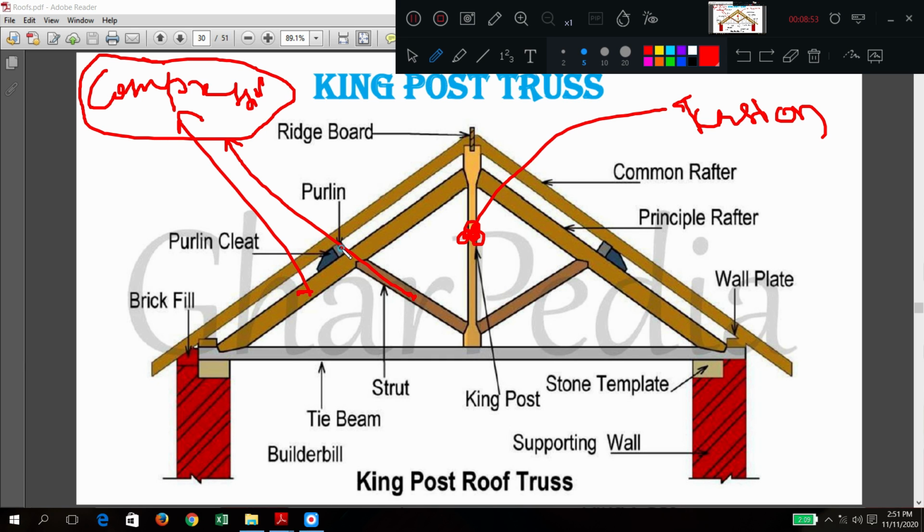Rafters and struts are in compression. Like it is pushing, no? So that is why it is under compression. Whether this tie beam is going like this, so that is why the force is acting like this. So it has got tension in its body. We will see a diagrammatic view of this one.